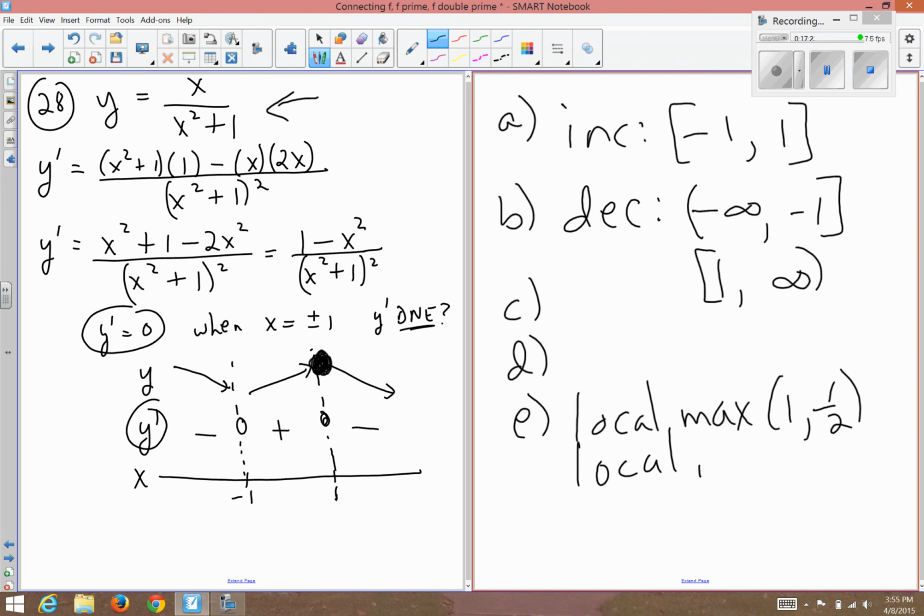Local min, minimum, it's over here. Down then up, so minimum when x is -1. Plug -1 in up here. This is what y equals. When x is -1, y comes out to be -1/2. And part F we can't answer yet.